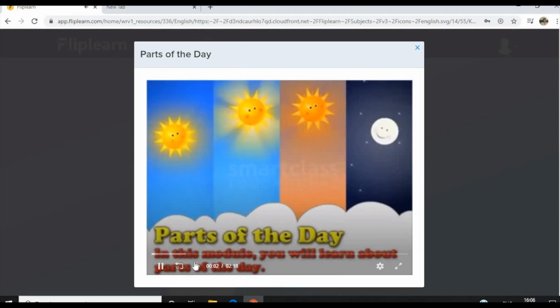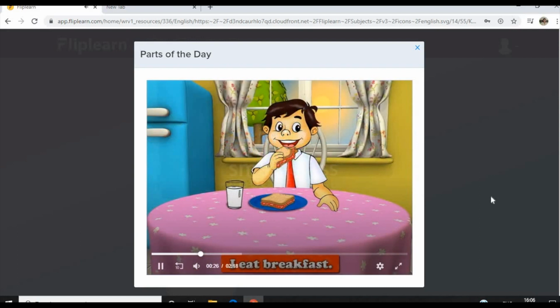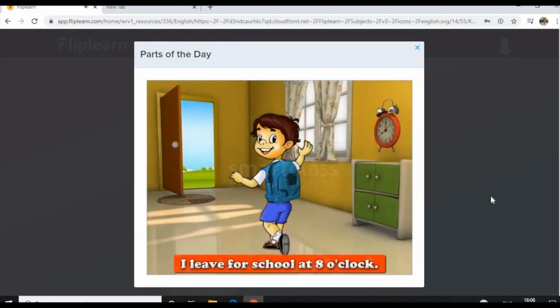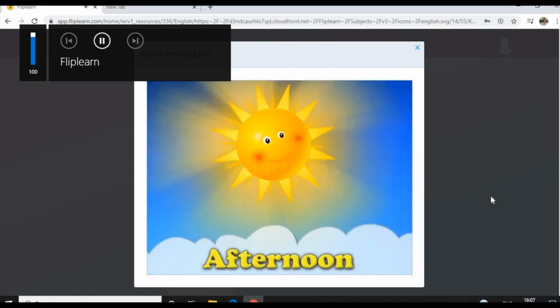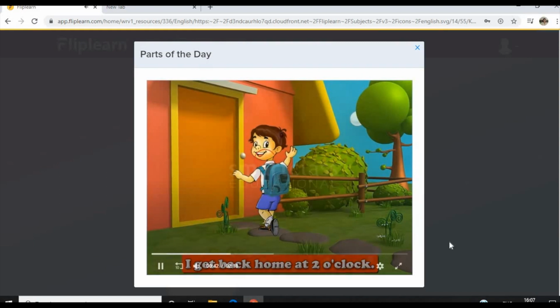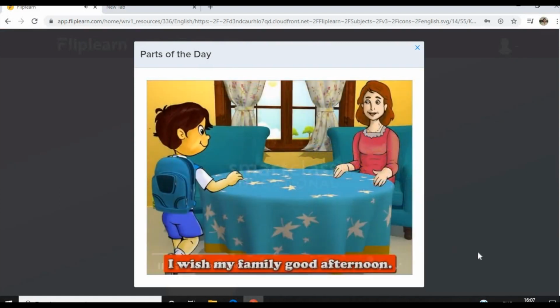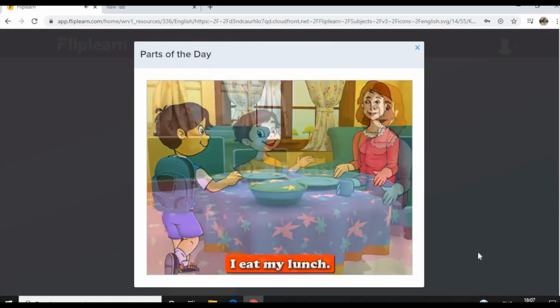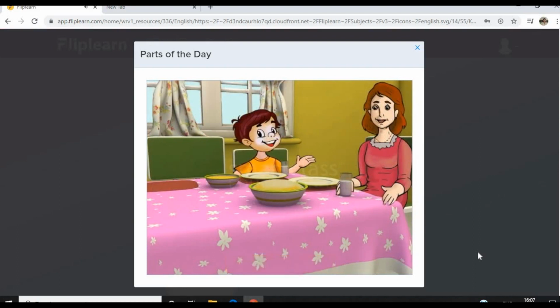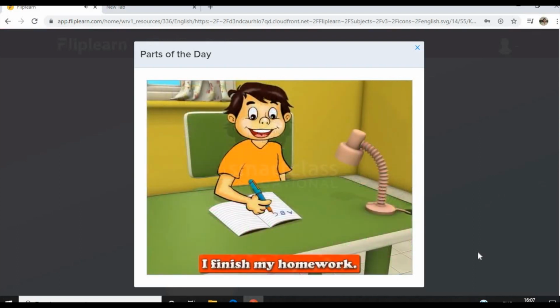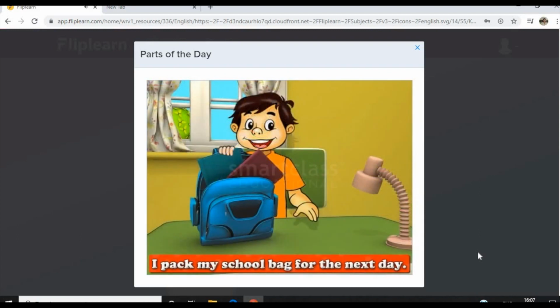Parts of the day. In this module, you will learn I eat breakfast. I leave for school at 8 o'clock. Afternoon. I get back home at 2 o'clock. I wish my family good afternoon. I eat my lunch. I finish my homework. I pack my school bag for the next day.